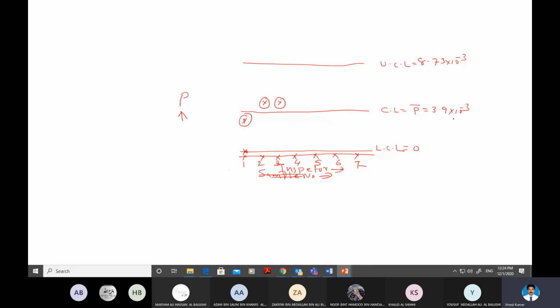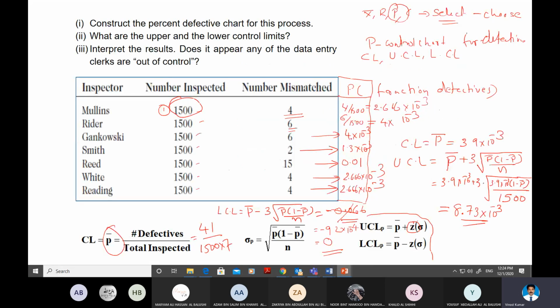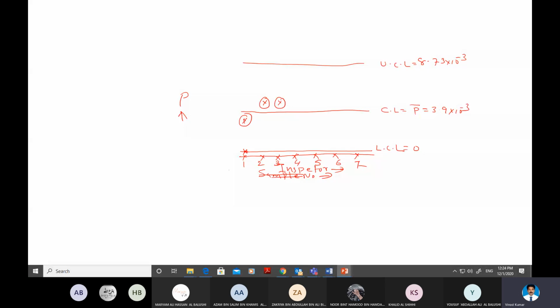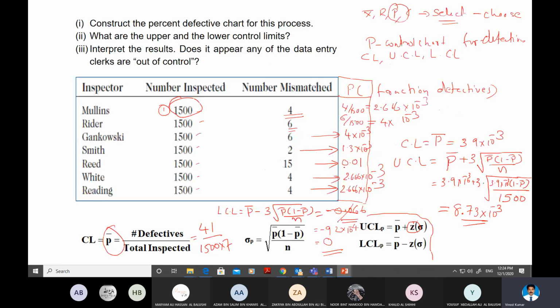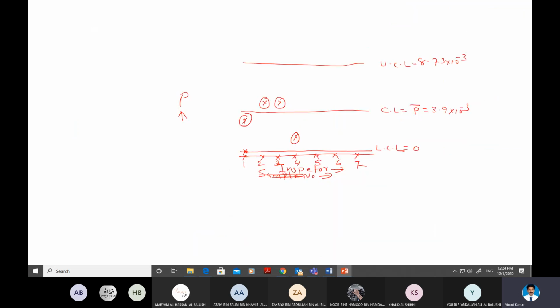4 times 10 to the power minus 3. Then the fourth is 1.3, which is somewhere here. Then the fifth is 0.01, that means 1 times 10 to the power minus 2. That means it is crossing the limit, correct? Above the upper control limit, 0.01, which is 1 times 10 to the power minus 2, is crossing the limit.